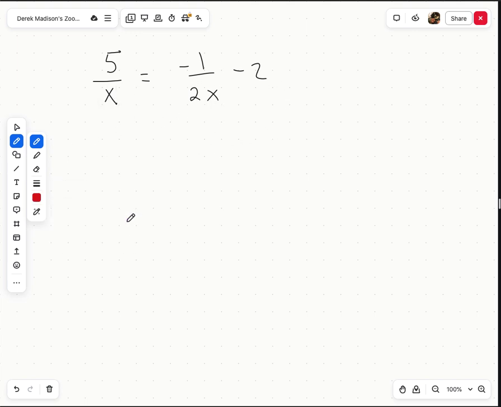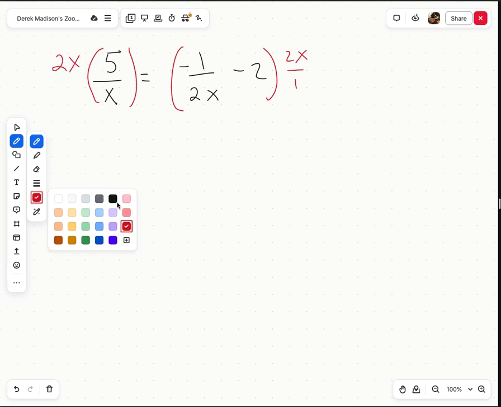Okay, so yeah, the LCD for that would be 2x. Let's see what I get when I do it. So we multiply both sides by 2x. So for here, the x's would cancel. And that would leave me 2 times 5 makes 10 right there. And then this would be 2x over 2x, that would cancel.